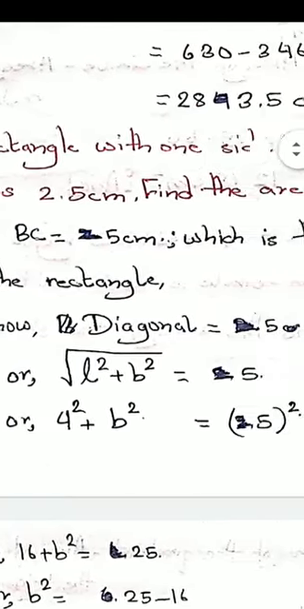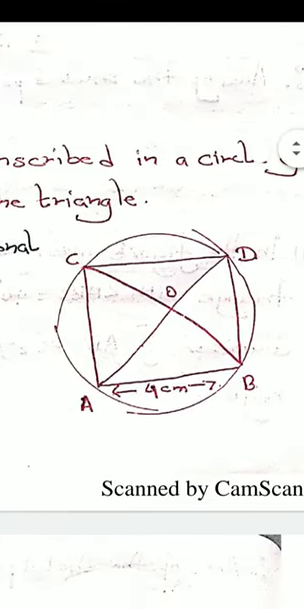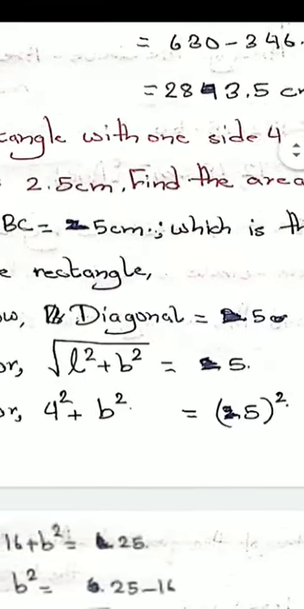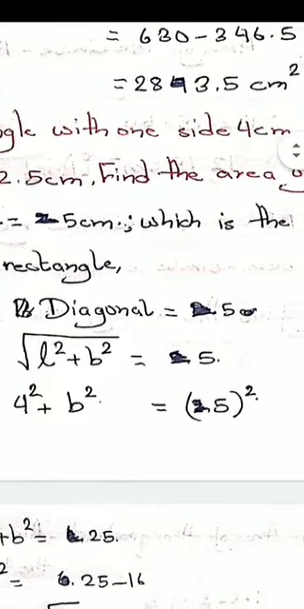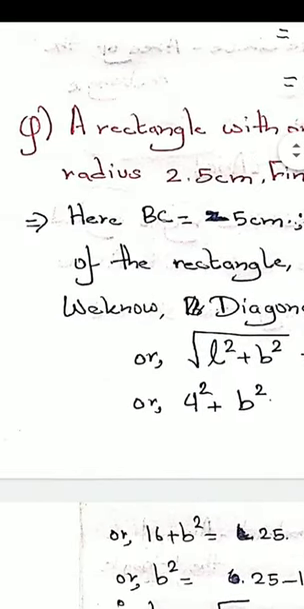So here BC equals 5 centimeter. So why is BC 5 centimeter? BC is 5 centimeter because if you see properly, this is the diameter of the circle. And the radius has been given as 2.5 centimeters. So the diameter will be twice of it, that is 5 centimeter. And this also happens to be the diagonal of the rectangle. Yes. So I'm writing here BC equals 5 centimeter, which is the diagonal of the rectangle.